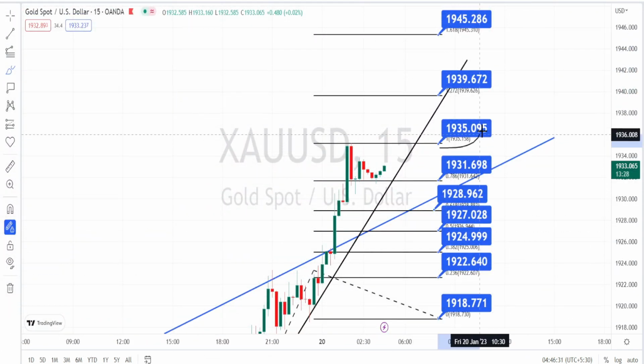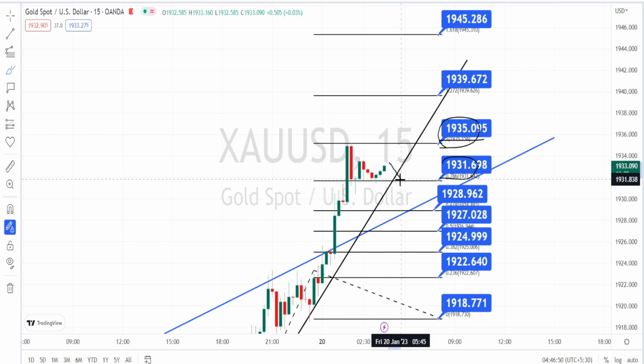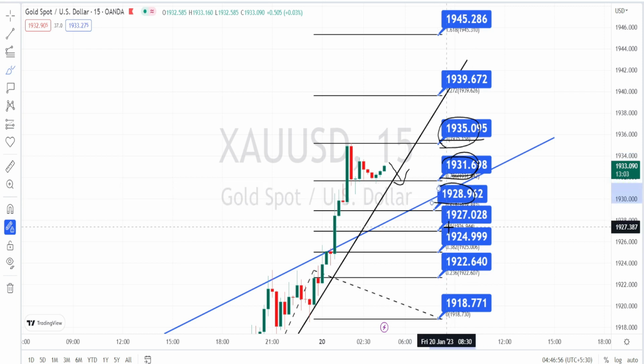Currently the price action is trading between the resistance level of 1935 and support level of 1931. On the bearish side, if the price action breaks the support level of 1931, next level of support is going to be around 1928, 1927, 1924, 1922 and 1918.